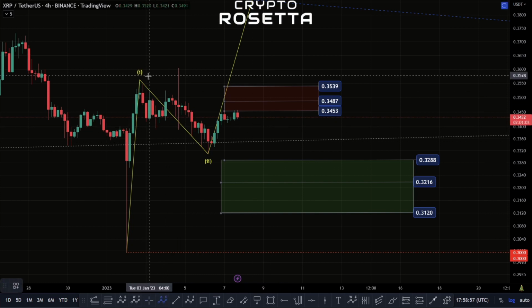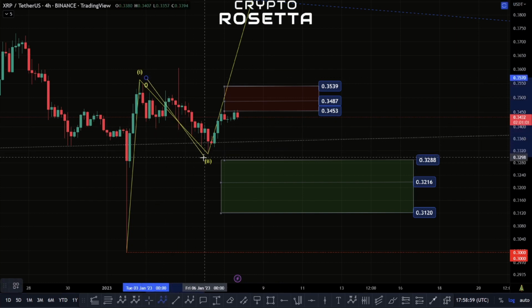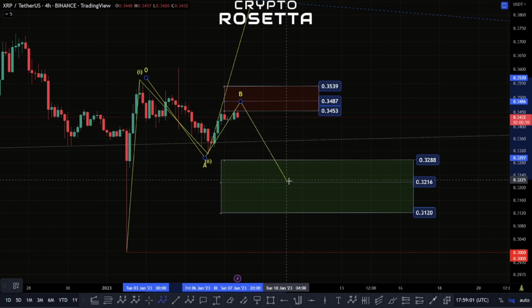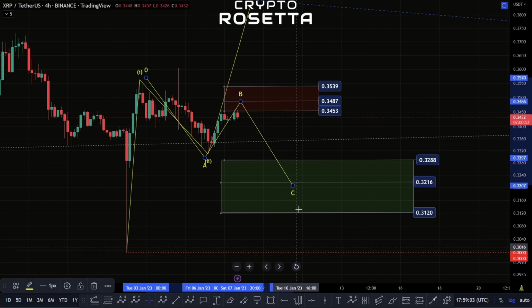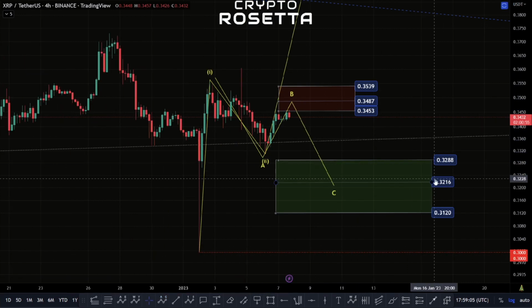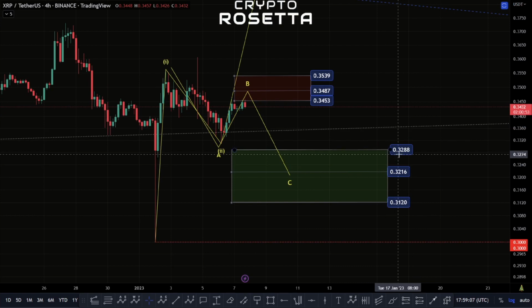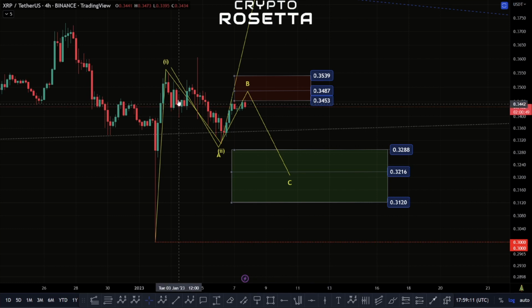or alternatively, what we could see is that actually we have something like this where we form a bigger corrective move where this is an A, B, and then we look for that C wave to the downside to continue. So this would be looking potentially towards this 3288 to this 3120 as a maximum.